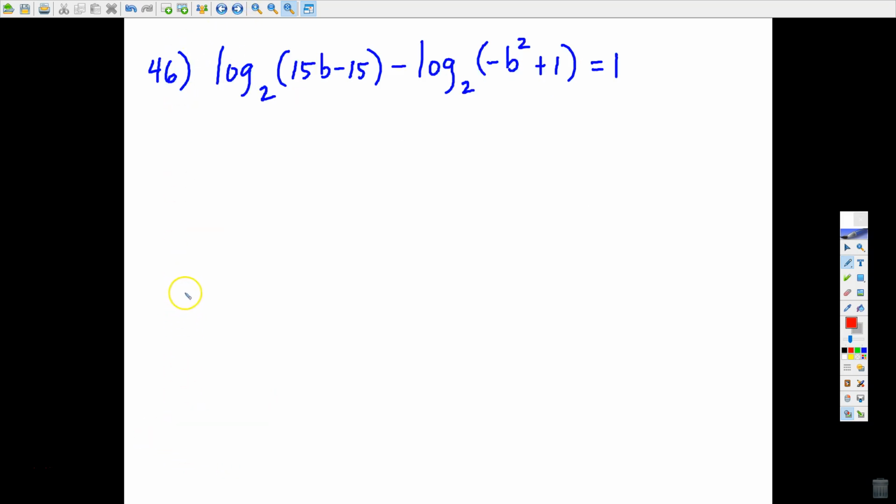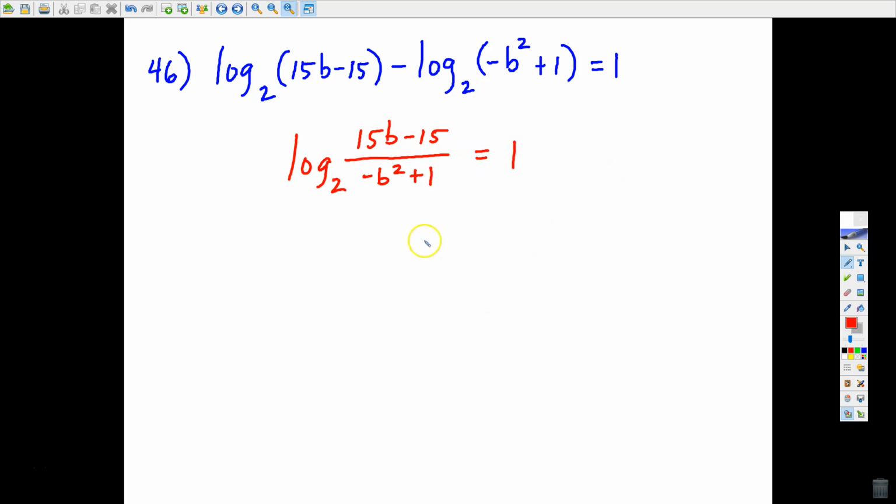Let's keep on moving. Now we're back into solving for a specific number. We're solving for b, and b should end up being a number. So once again, we're going to use our properties. The logs are together on one side. They have the same base. That's good. So two logs in the same base that are being subtracted can be placed together as a single log using division. So I'm going to do log base 2 of 15b minus 15 over negative b squared plus 1, and let that equal 1.